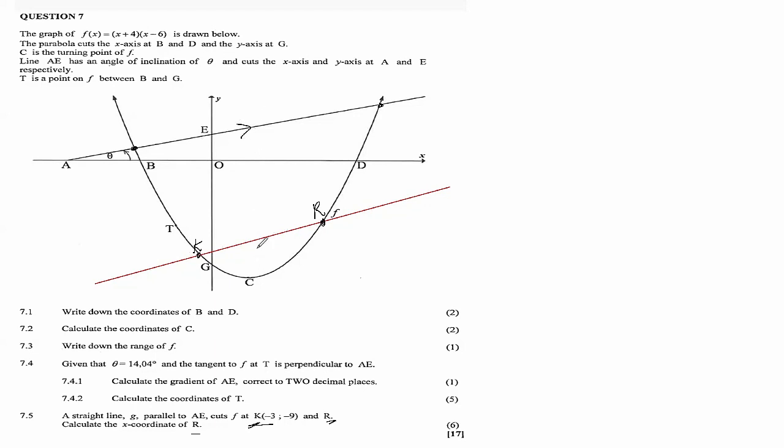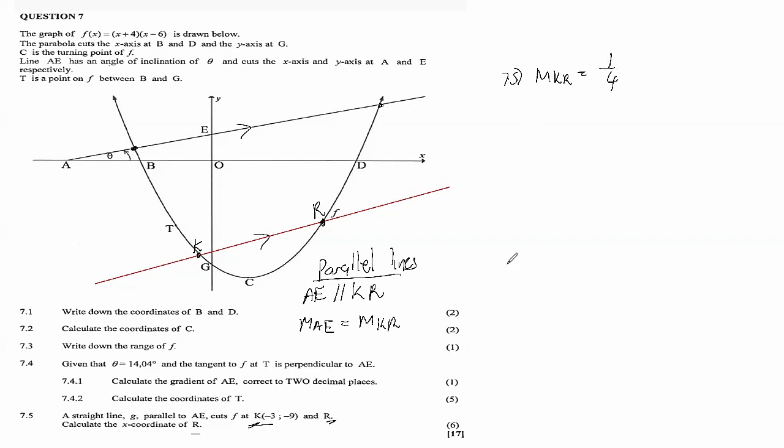So these two lines here are parallel. What do we know about parallel lines? What we know about parallel lines is that they share the same gradient. The gradients are equal. So if we have AE being parallel to KR, then what this means is that the gradient of AE will be equal to the gradient of KR, right? So we did calculate the gradient of AE. Remember, we found that it was 1/4. So that means, in other words, also the gradient of KR is equal to 1/4.